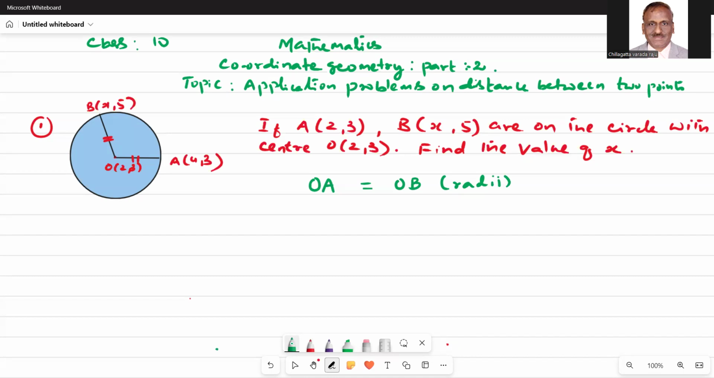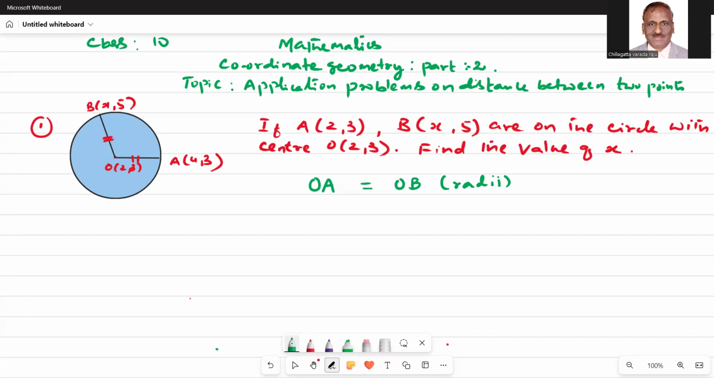In this video, I'll be discussing the problems connected to coordinate geometry as part 2. The topic is application problems on distance between 2 points. In the previous video, we discussed the distance between 2 points, the derivation of the distance formula, and a few problems based on it.